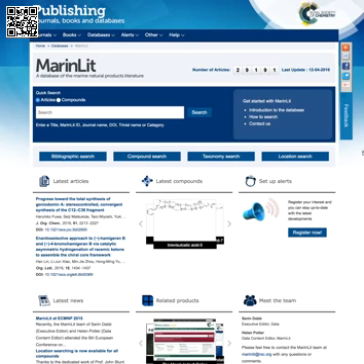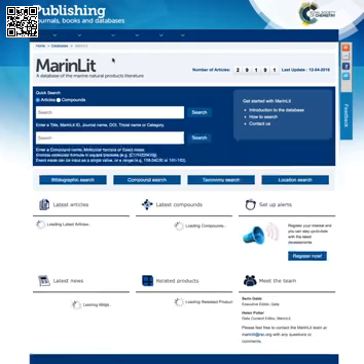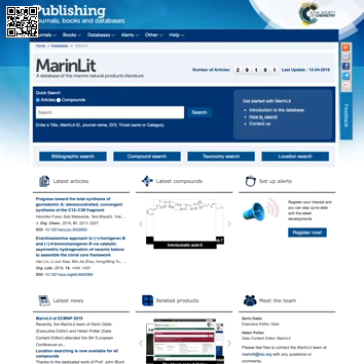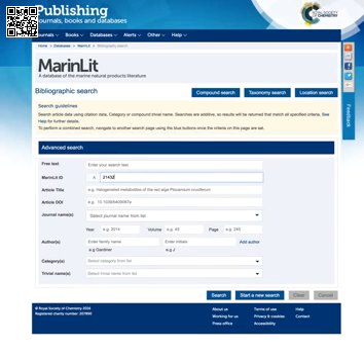appropriate data. For example, if we look at this introduction to the database, it gives a list of the types of information which are provided in Marinlit, and I'm going to spend some time looking at where this information is and how to find it. So I'm going to firstly go to a particular record or article.